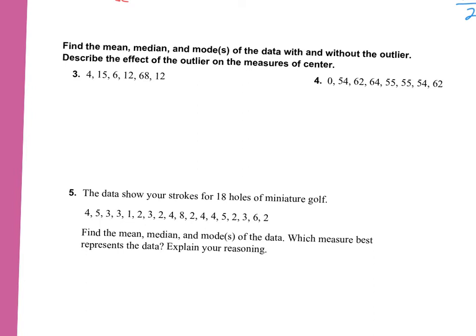So again, we always start out, put the numbers in order from least to greatest. So we're going to go 4, 6, 12, 15. Whoops, there's two 12s, isn't there? So I got to backtrack. See, even teachers make mistakes. So 12, 12, 15, and then 68. Okay, so they're in order from least to greatest.